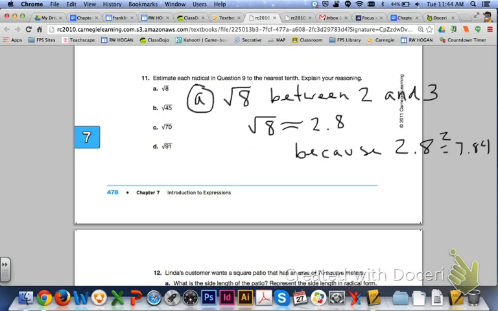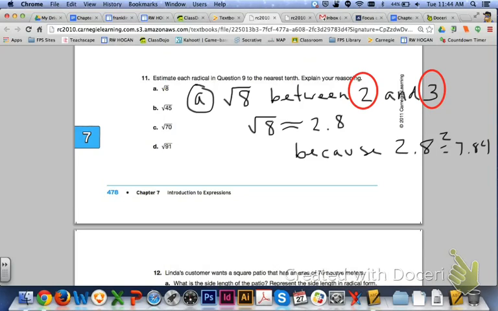Let's take a look at each of these one by one so that we get an understanding of how to estimate each of these radicals to the nearest tenth. If we take a look first at letter A, we're trying to estimate the square root of 8, and we set up in number 9 that the two perfect squares we were going to use were 4 and 9. So we know that the square root of 4 is 2, and the square root of 9 is 3. So our decimal is going to be between the whole numbers 2 and 3.